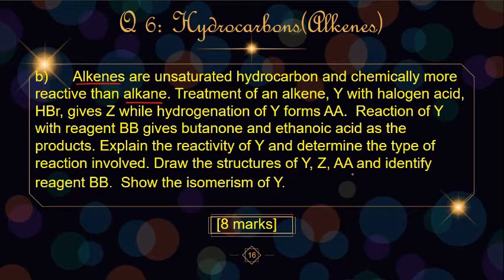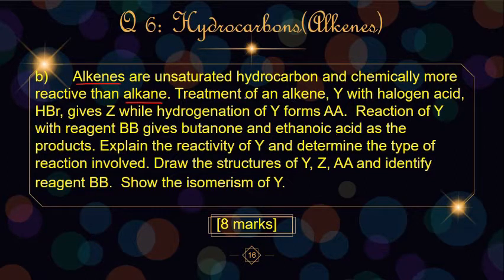Okay, if I read this question, we need to sketch what the question actually relates to one another. Kalau you tengok kat sini: treatment of alkene Y with halogen acid HBr gives Z, hydrogenation of Y forms AA, reaction of Y with reagent BB gives butanol and ethanoic acid.